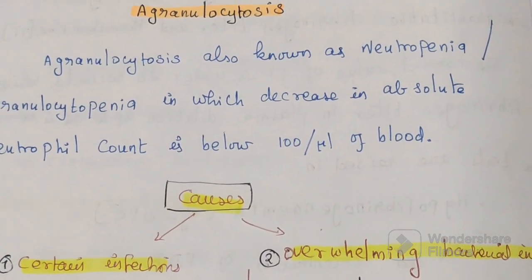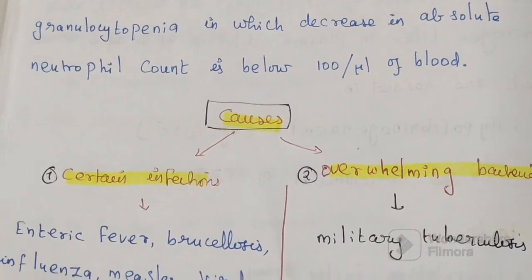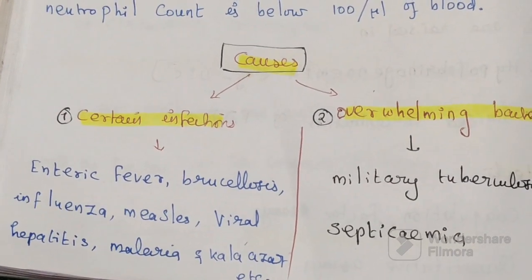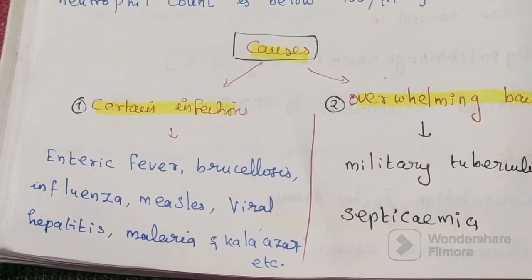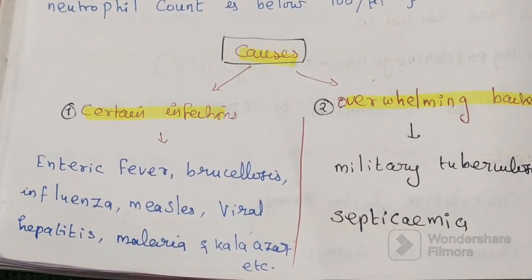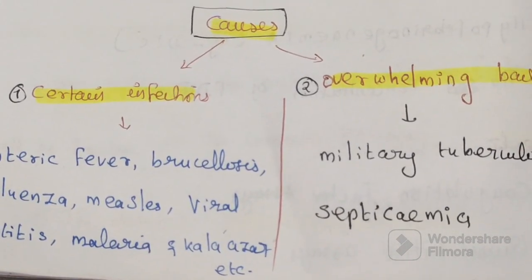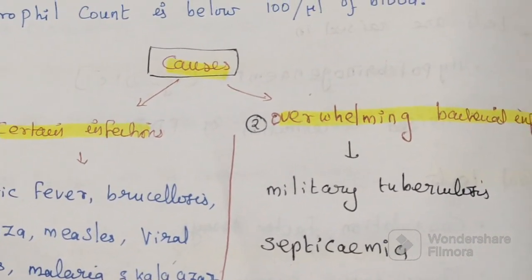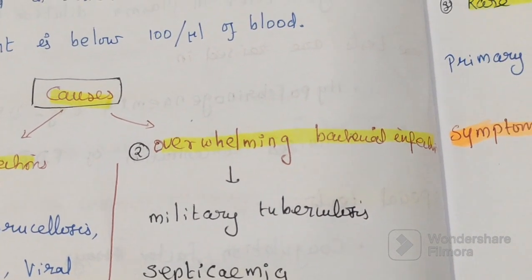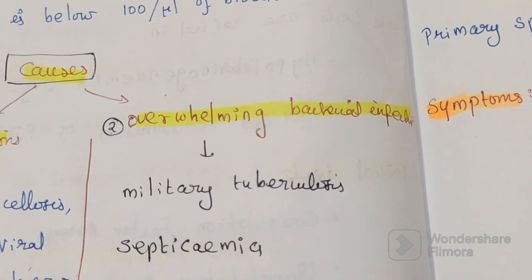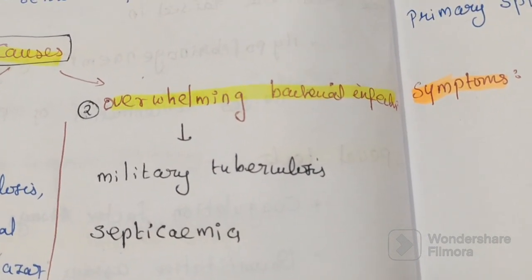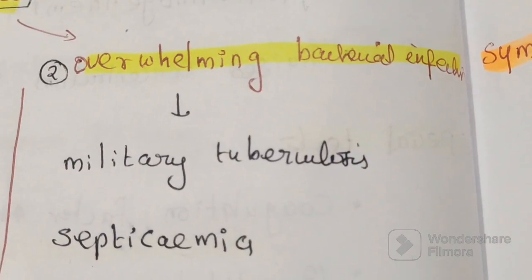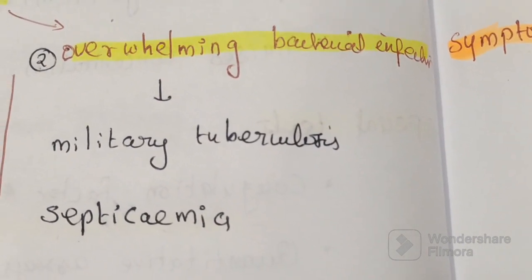What are the causes? First one is sudden infection like enteric fever, brucellosis, influenza, measles, viral hepatitis, malaria, kala-azar. These infections will decrease neutrophil count. Second important cause is overwhelming bacterial infection, like miliary tuberculosis and septicemia.